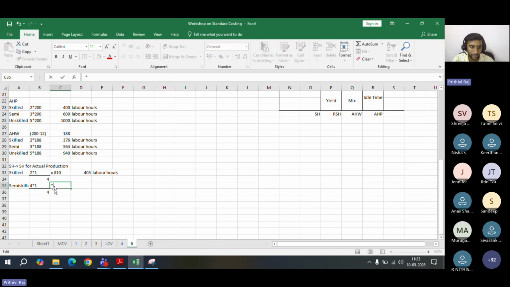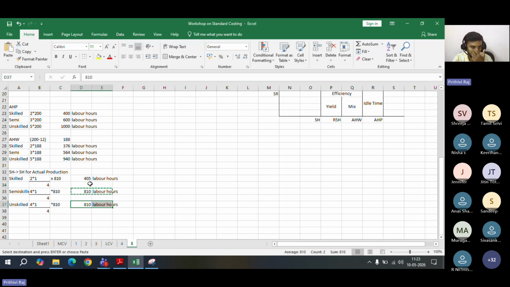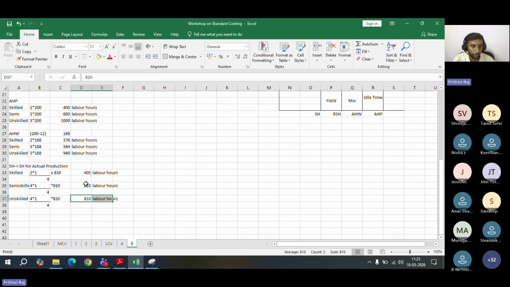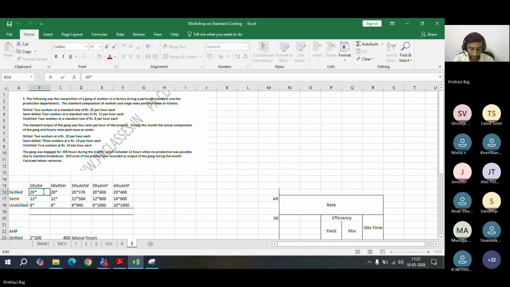How many labor hours do you require to produce 810 units? So 4 divided by 4 into 810, you will get simply 810 labor hours. Similarly, unskilled: same calculation. Only 4 unskilled workers are there, 4 laborers into 1 hour, so 4 labor hours produce 4 units. For 810, how much? 810 labor hours. So this is the number: 405, 810, 810.